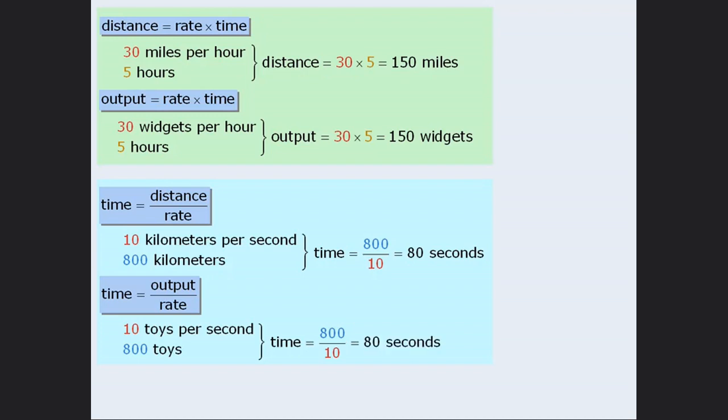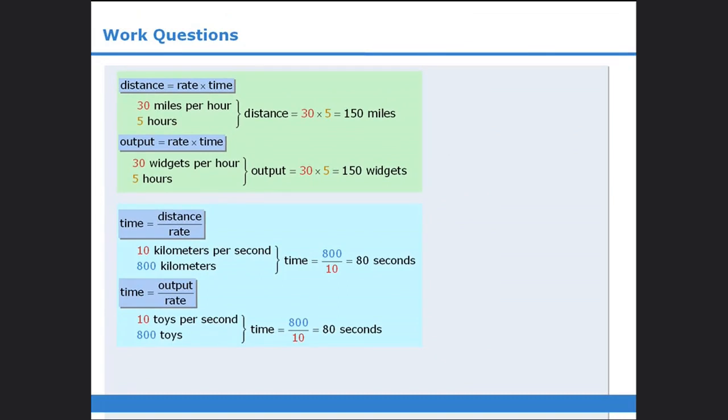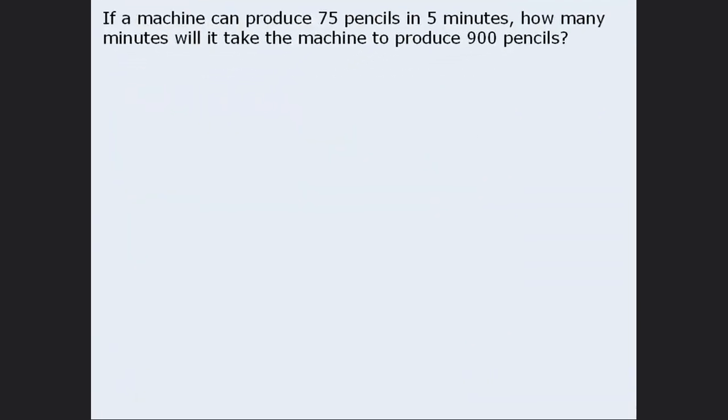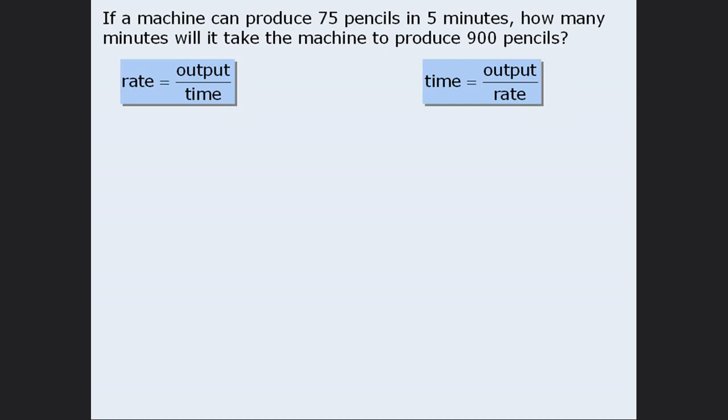to produce 800 toys. Now let's apply these concepts to a question. Here a machine can produce 75 pencils in 5 minutes, and we want to determine the time it will take for the machine to produce 900 pencils. To do this, we will need to apply the time formula. Now we know the desired output is 900 pencils, but we still need to find the rate of production. To calculate this, we will use the rate formula.